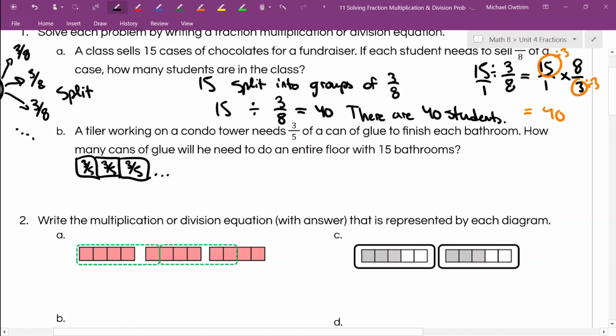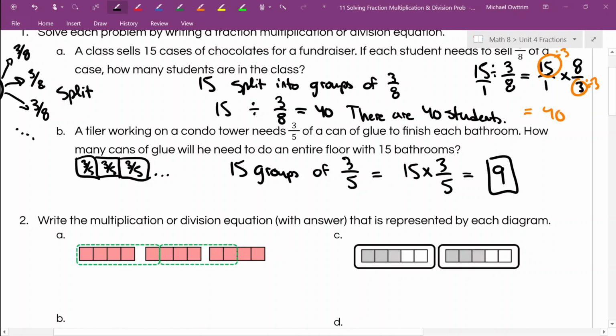And so this is going to be 15 groups of 3/5, and 15 groups of 3/5 is equal to 15 times 3 over 5. Again, simplifying our 15 and our 5, we're going to have 3 times 3, which is 9. And so we'll answer they would need 9 cans of glue.